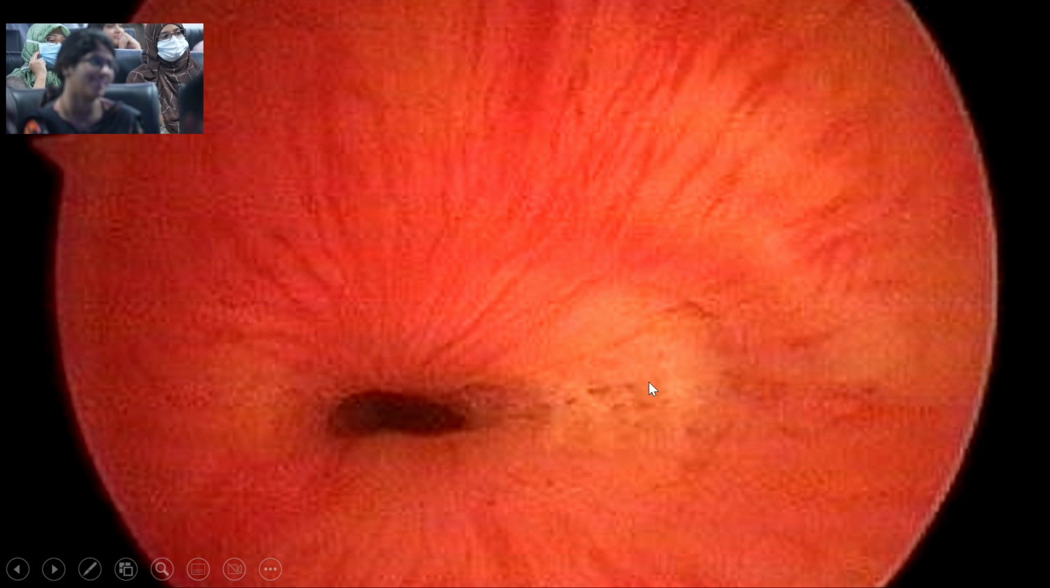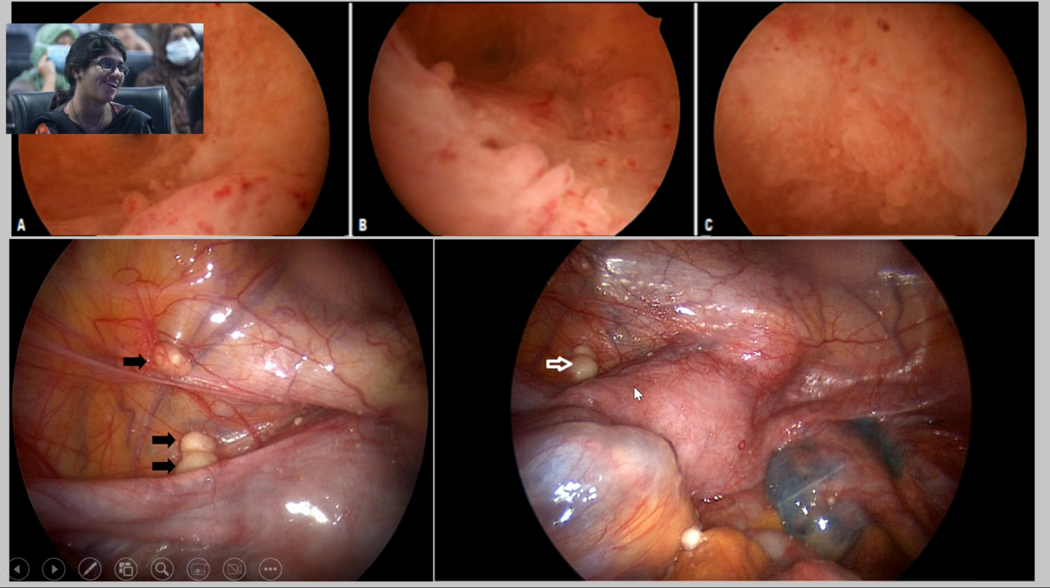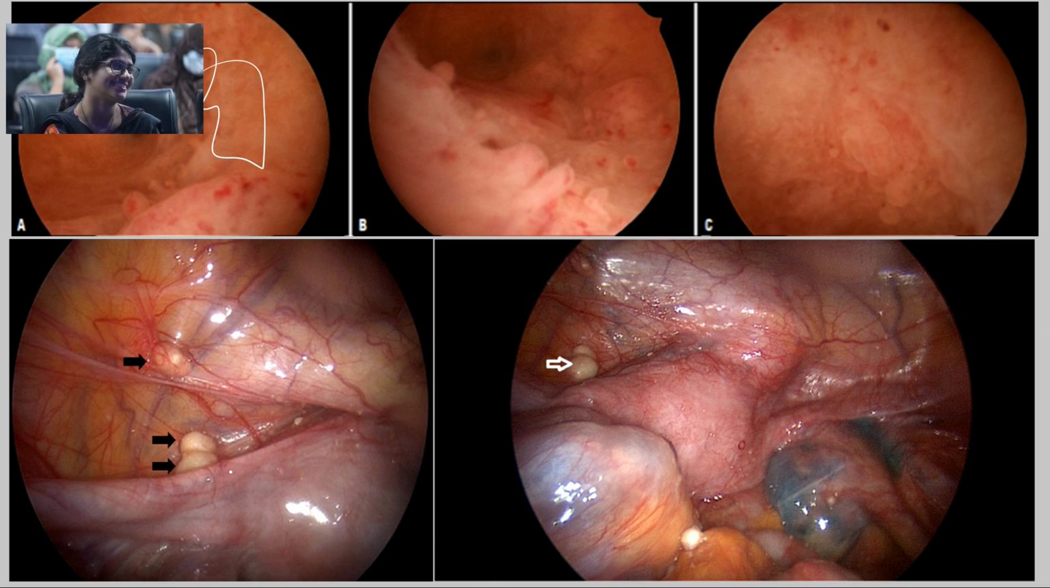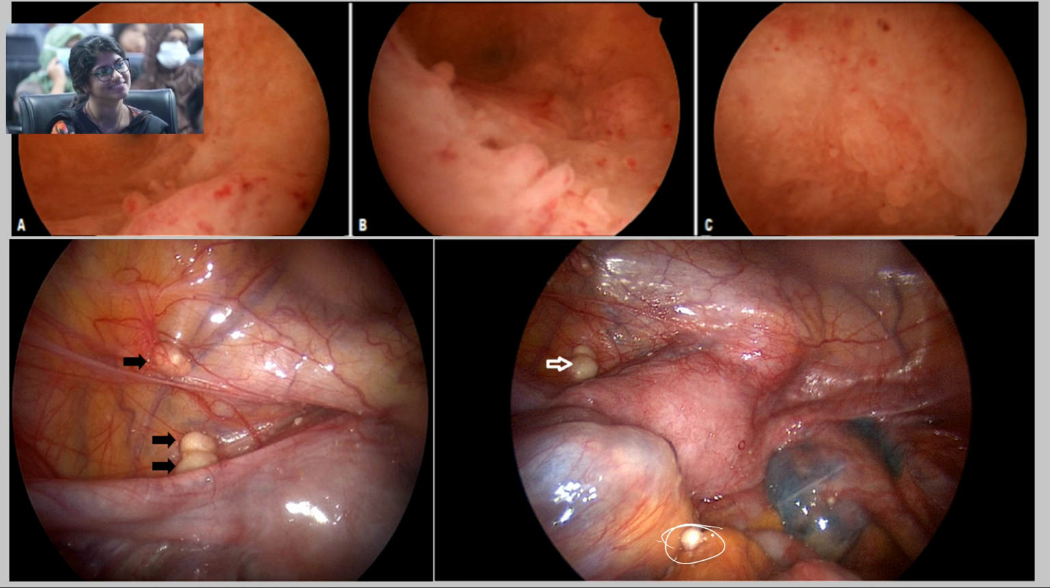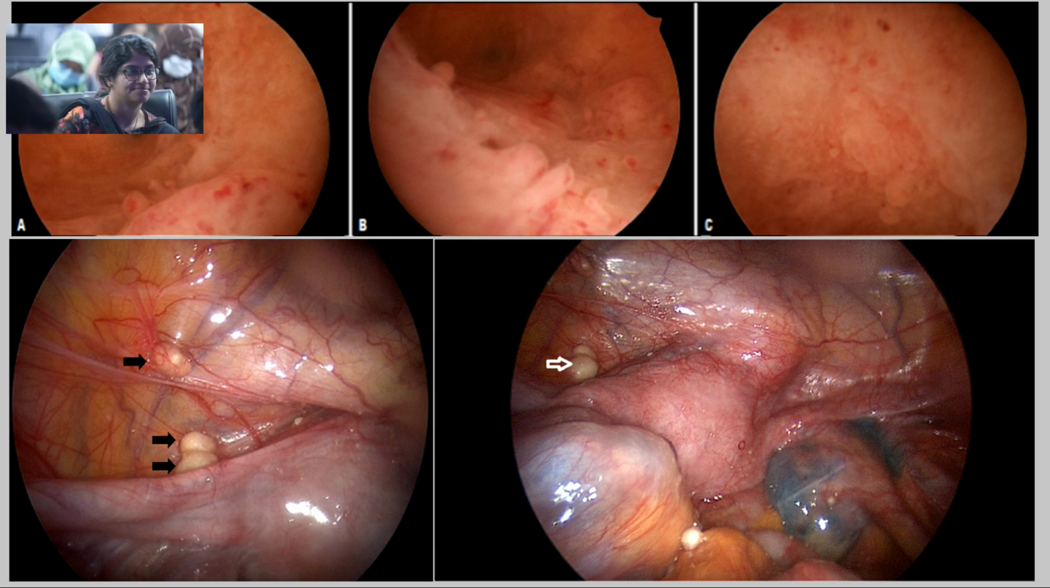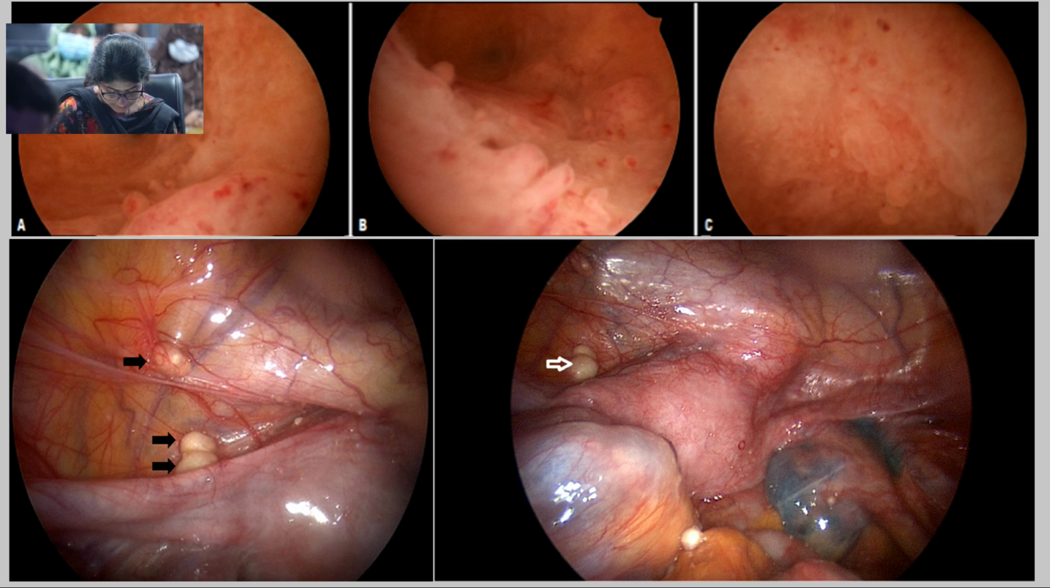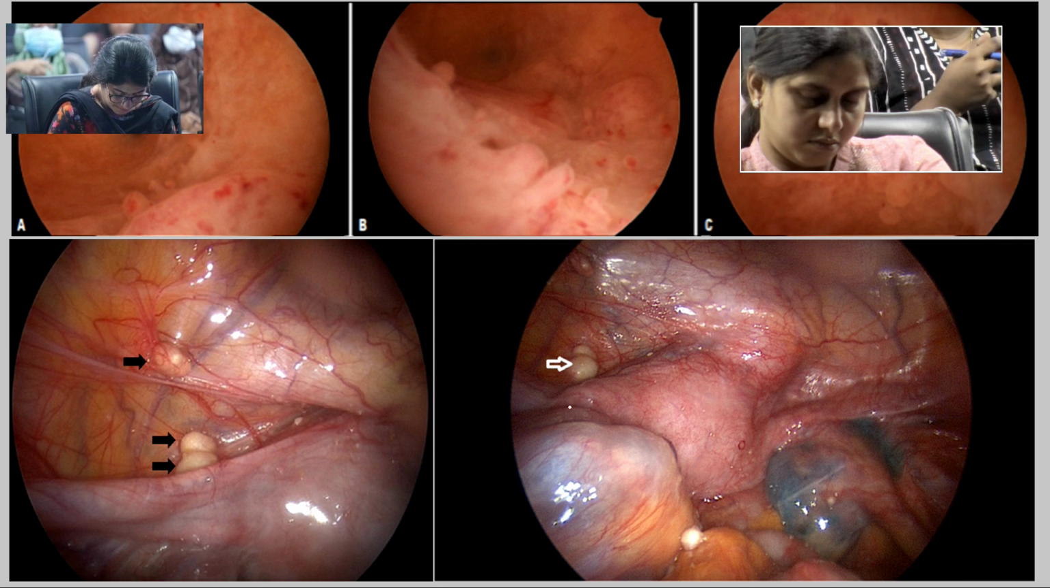This is early tuberculosis. This is late tuberculosis. Cheesy appearance, creamy appearance, and laparoscopically also you will find these type of tubercles over the bladder, over the broad ligament, over the uterus, over the bowel here. So you will take a biopsy forceps and take the biopsy of that endometrium. This is important. This is necessary to keep in mind.